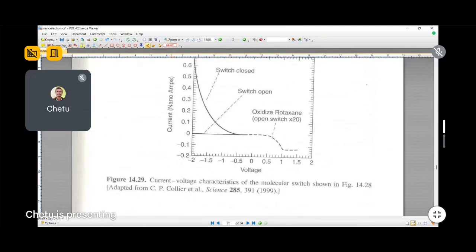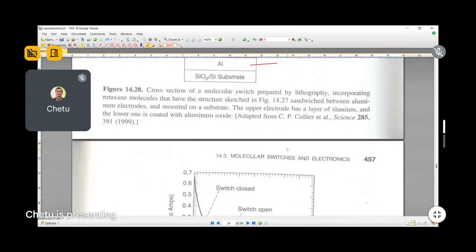The only thing is that when the switch is closed, the current is flowing in amperes. When the switch is open, the current is zero, and when the voltage is negative, the reverse negative current is flowing through the switch. So this is just an example.